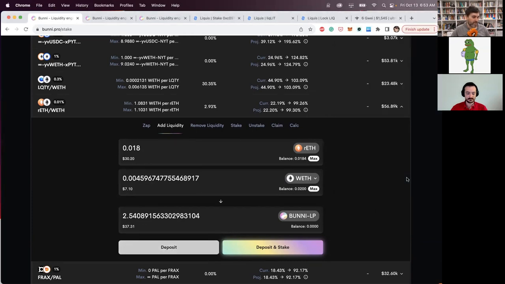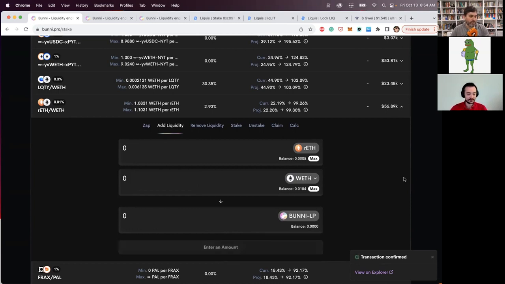So I'm confirming that transaction. I just got to approve it on my wallet. That should take a second. It says transaction pending. So now I'm depositing 0.018 rETH into the position and 0.0045 wrapped ETH, and that in return will give me 2.54 Bunni tokens. I presume the ones that represent the liquidity position. So I'm just waiting for the transaction to go through.